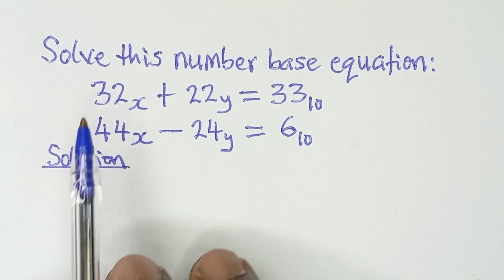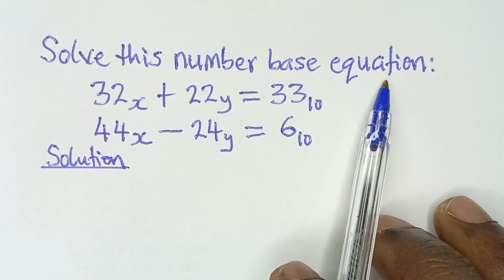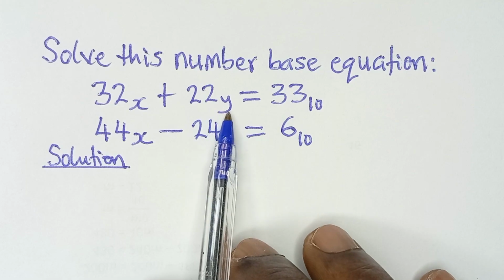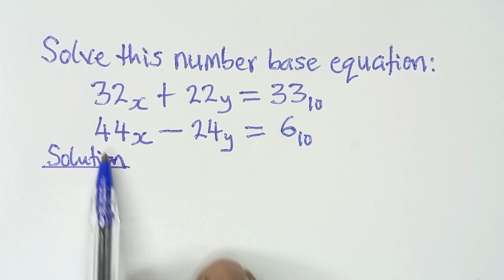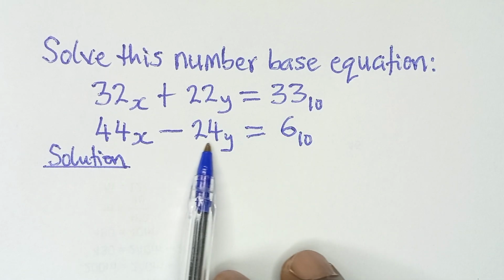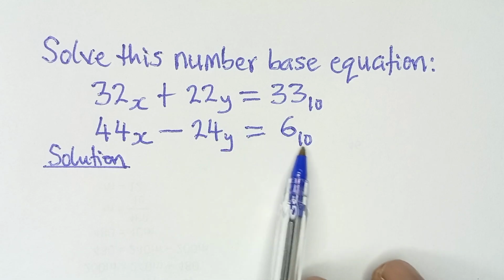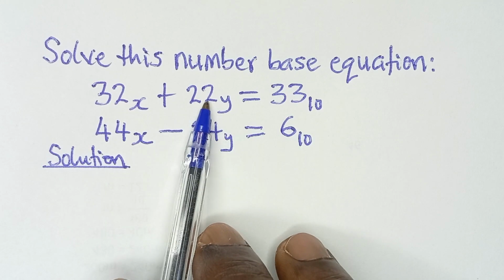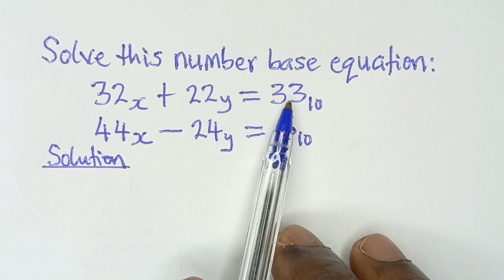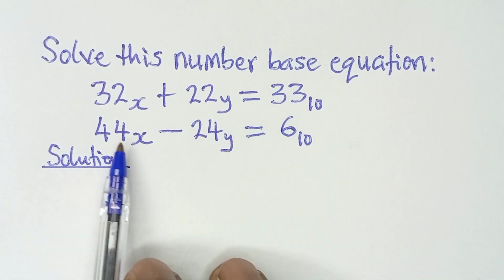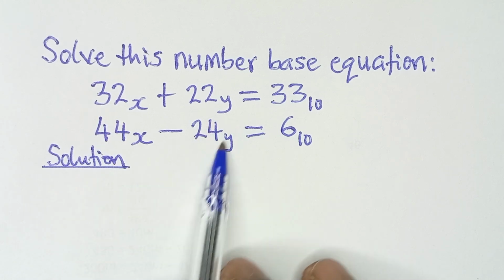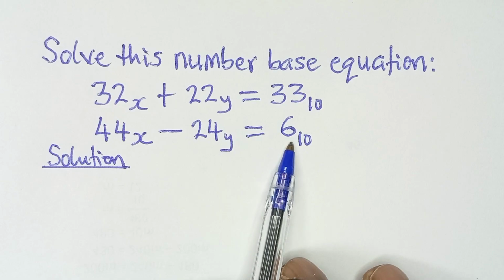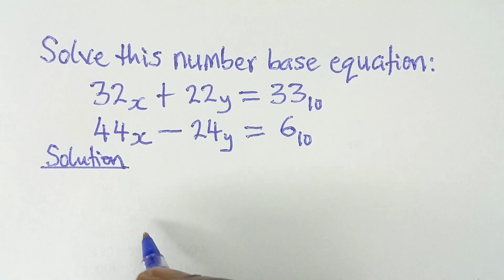The question here says solve this number-based equation. We have 32 in base x plus 22 in base y is equal to 33 in base 10, and the other one, 44 in base x minus 24 in base y, is equal to 6 in base 10. Now, what we just need to do is to convert each of these to base 10. When we add this together, it will give us 33 in base 10. When we also convert this to base 10 and convert this to base 10, when we have subtracted them, it should give us 6. So let's do the conversion to base 10 now.